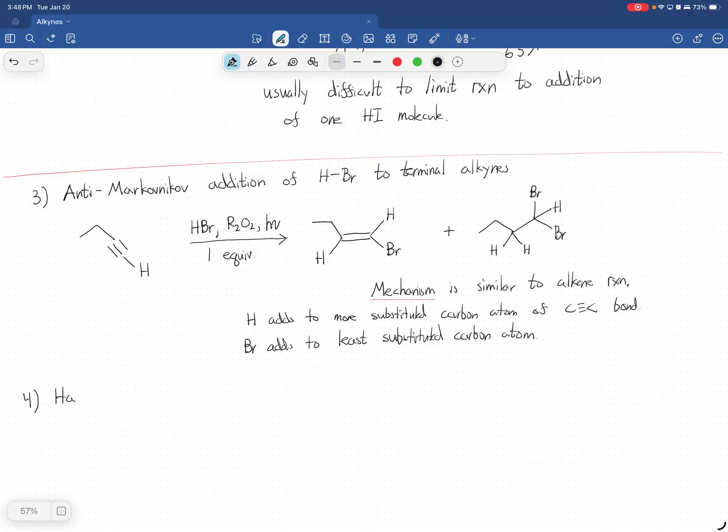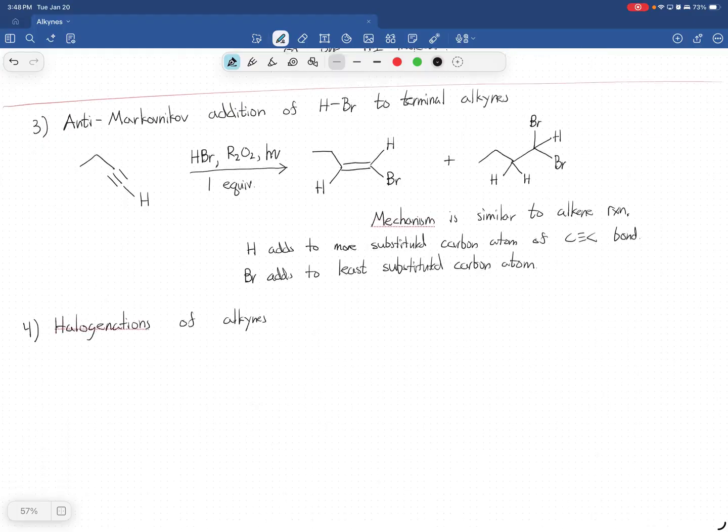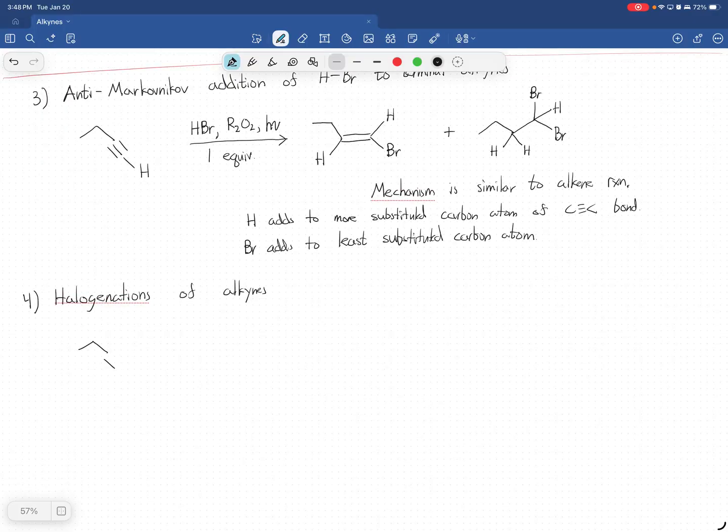How about halogenations of alkynes? So let's draw our internal alkyne, our symmetrical alkyne example. All right. So here's bromine, Br2, and here's my solvent, CH3CO2H. Right, so this is just our solvent. It's not really going to do anything. Okay.